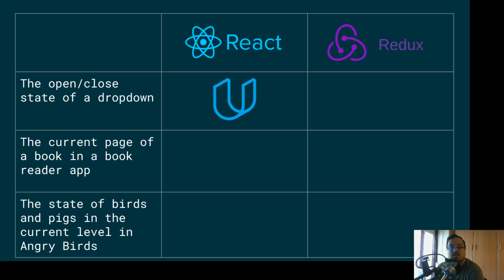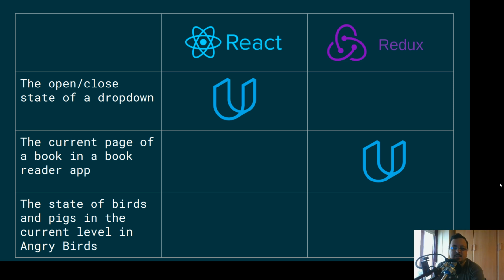The current page of a book in a book reader application. I think this is like the levels. In the level you are playing in Angry Birds, previously, if I go out from the view, I want to go back to that view. So I want to recover it and I want it to be a persistent state. So in my case, I think that should be Redux.